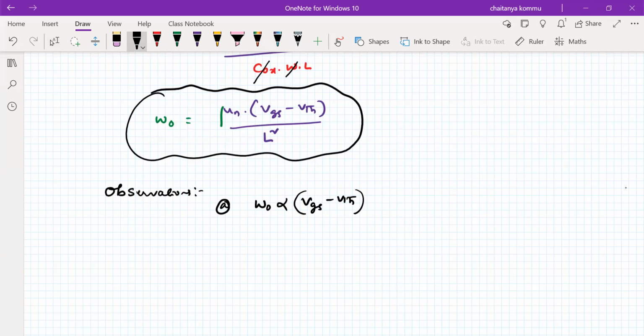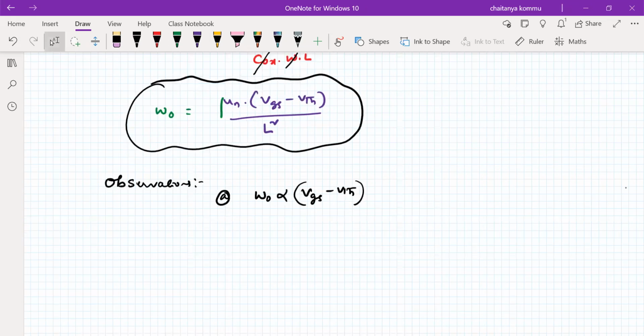So how fast the transistor switches from one state to another is decided by how sufficient the voltage is that we are applying at the gate. That's what we have to remember. Of course, we know very well about it.